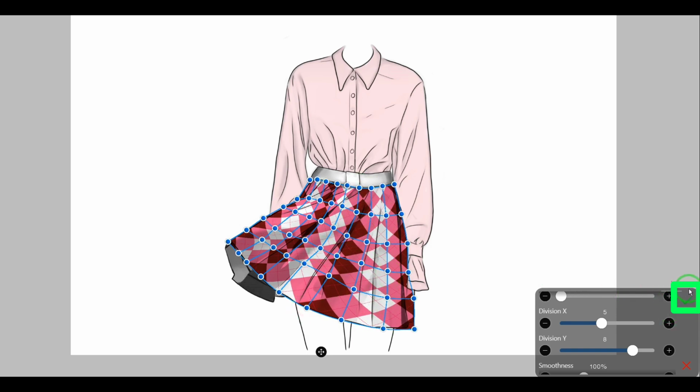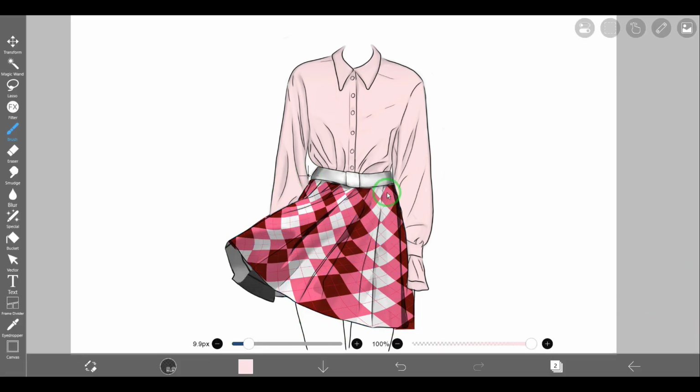And once we are done positioning the pattern, we can tap on the green tick button. Now let's erase the parts of the pattern that protrude from the line and color the rest of the skirt.